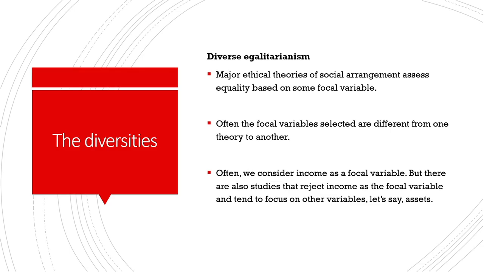In this context, Sen argues that often the focal variables selected are different from one theory to another. For example, the capabilities approach of Sen focuses on functionings and freedoms, or the opportunities of achieving these functionings, as the focal variable. Robert Nozick uses the concept of liberties. There are many studies in economics that have used incomes as the focal variable to assess people's state of being. Income is one of the focal variables extensively used in economics, but there are also studies that reject income and focus on other variables, let us say assets. So there is diverse egalitarianism when the focal variable changes depending upon which theory of social arrangement considers which focal variable to be important.